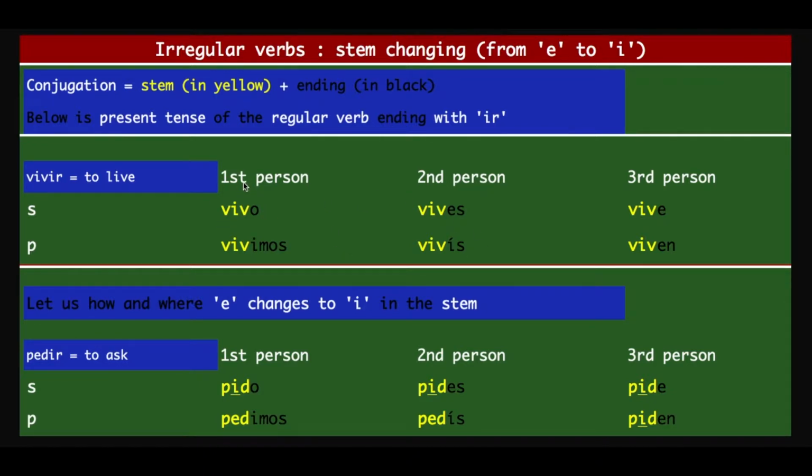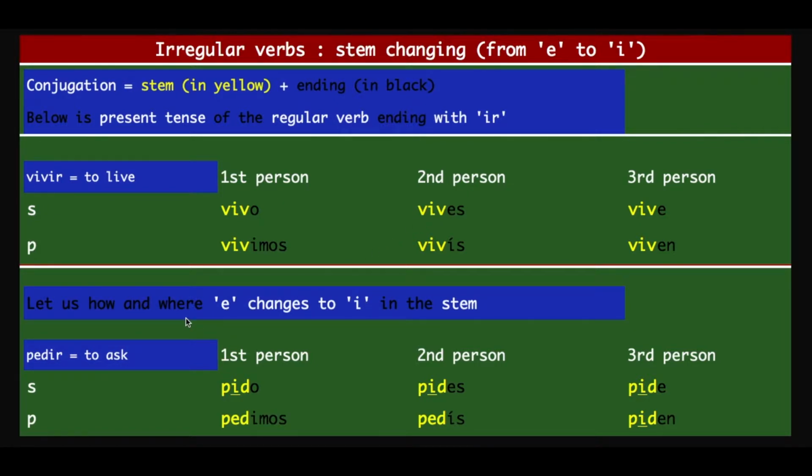So this is our favorite table: first person, second person, third person, singular, plural. Vivo, vives, vive, vivimos, vivís, viven. This is how it gets modified, which literally means I live, you live, he or she lives, we live, you guys live, they live. Now let us take a look at a specific case of E to I.